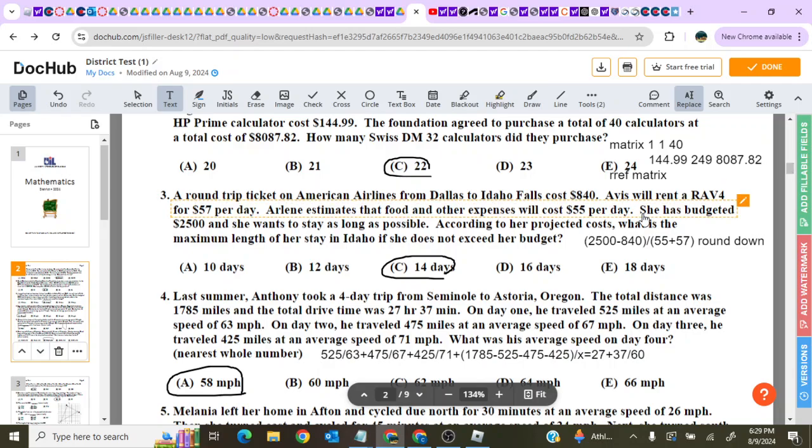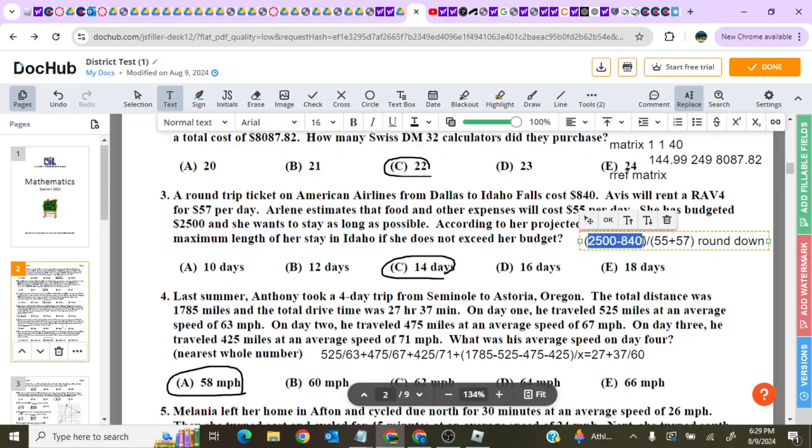Well, we need to find out how much she has to spend on things that depend on the day. So the entire $2,500, subtracting the $840 that's required for a round trip. And then you have to divide it by the total daily expenses, which is 55 plus 57. Do that, round down, because she cannot exceed her budget under any circumstance, and you get 14 days.